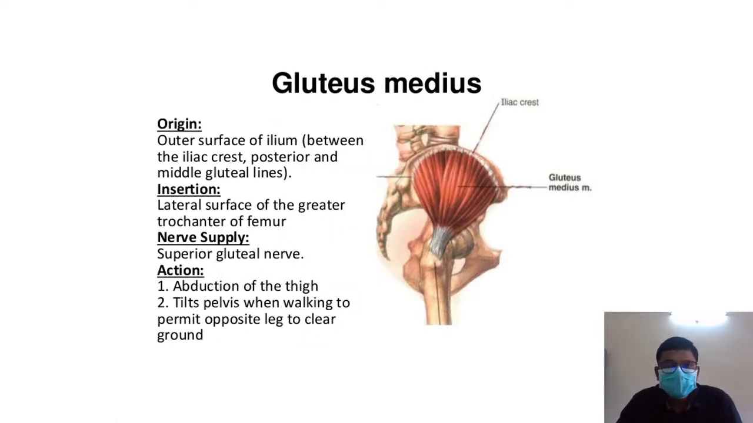Now coming to the next muscle, the gluteus medius. This gluteus medius takes its origin from the outer surface of the ilium, between the iliac crest, posterior and middle gluteal lines. After taking its origin from this region, it gets inserted over the lateral surface of the greater trochanter of the femur. The gluteus medius is supplied by the superior gluteal nerve, and its main action is abduction of the thigh, and it also tilts the pelvis down while we are walking, in order to permit the opposite leg to clear the ground.